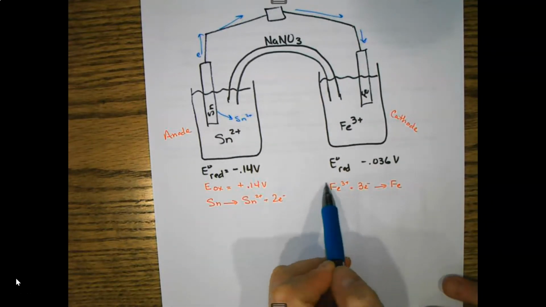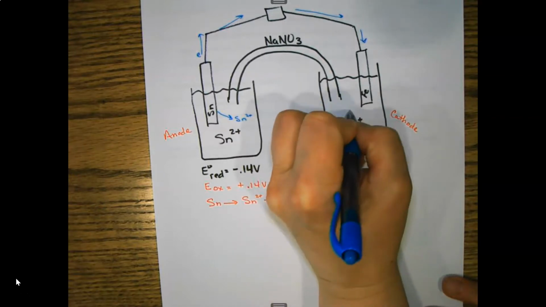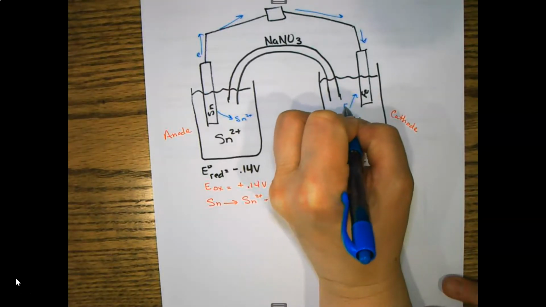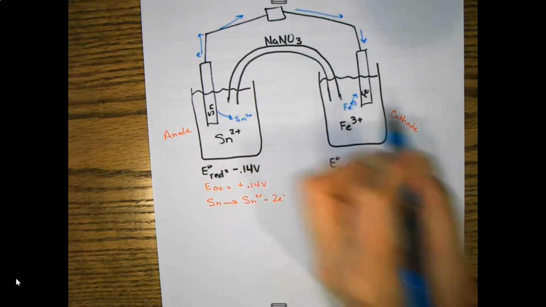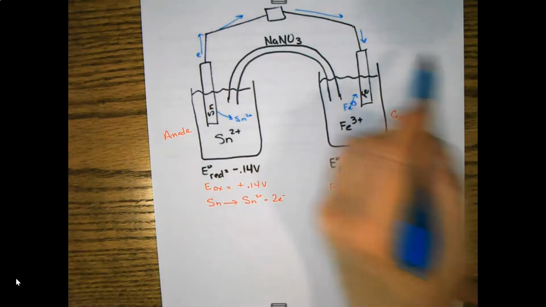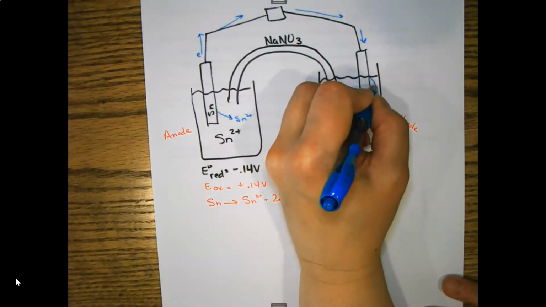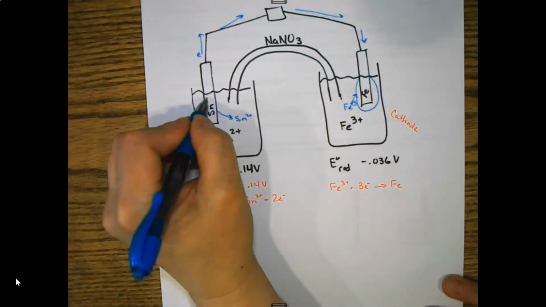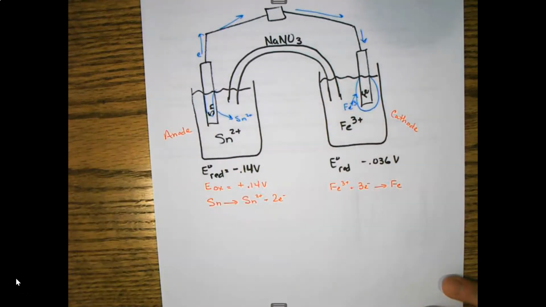At the cathode, what's happening? Iron ions are going to migrate to the electrode, and merge with the electrons that are coming through the wire to create more iron. So what's happening? We've got build up here, and we've got decreasing in size there.